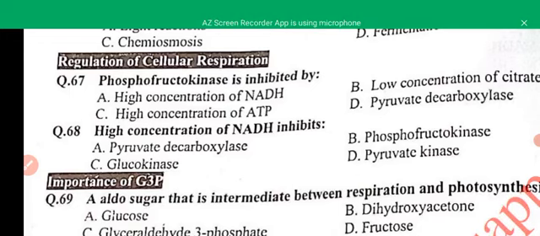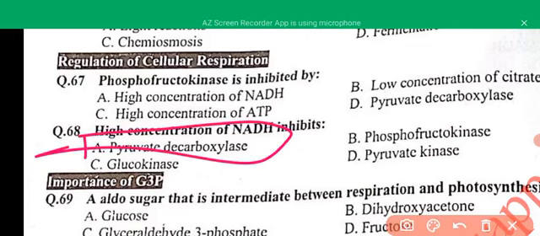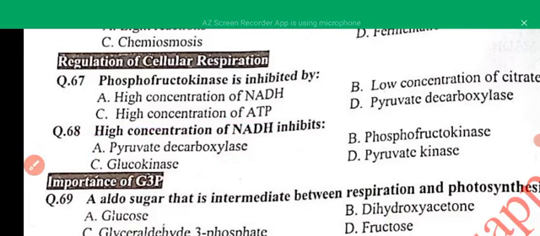Then we came across high concentration of NADH inhibits pyruvate decarboxylase. Pyruvate decarboxylase is inhibited by NADH. It is in the last diagram, which is a very important regulation of cellular respiration. The 68 A option is the best.